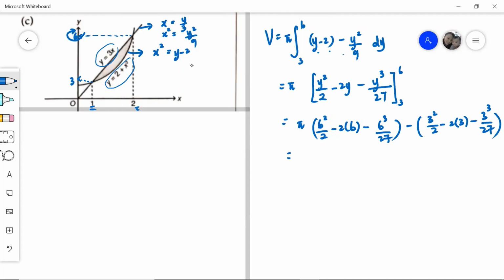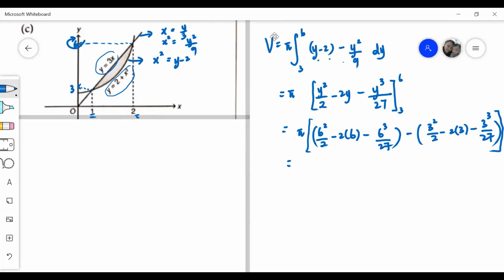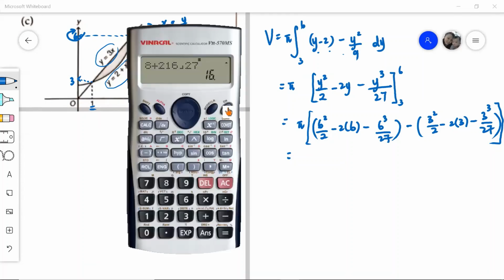Okay, so for this part, we use the calculator to simplify the answer for us. Again, I will key in this integrated expression in the calculator. So we have y squared over 2 minus 2y, and then minus y cubed over 27.